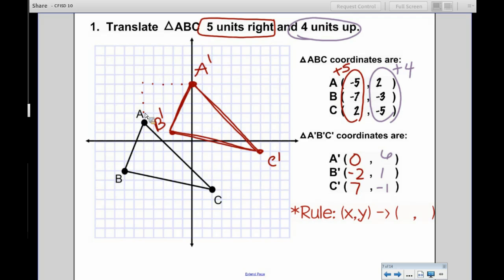Okay? And now we need to write the rule. This is probably the most important part of the whole thing. What is the rule? (x, y) becomes, yeah, y'all wrote it. Jenny and Albert, y'all wrote it. It becomes, and I don't have enough room to write here, (x plus 5, y plus 4). That is the rule. And that's the most important part of the whole slide. Okay, we're going to move on.